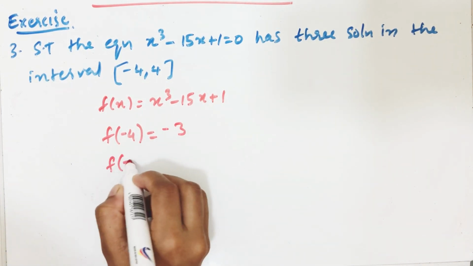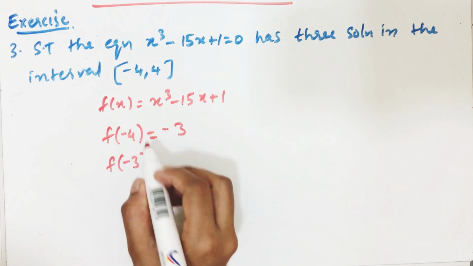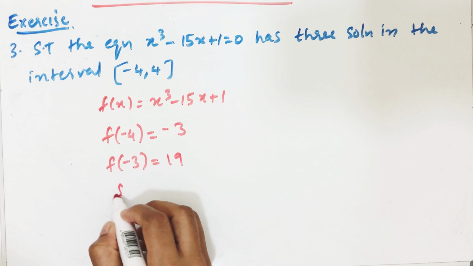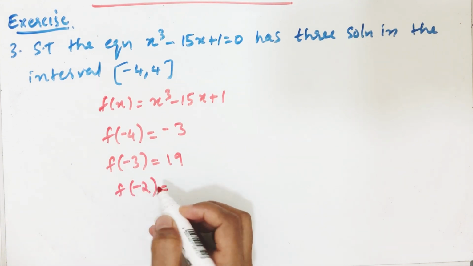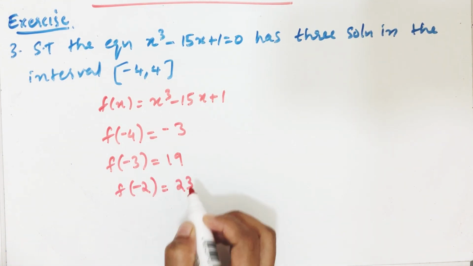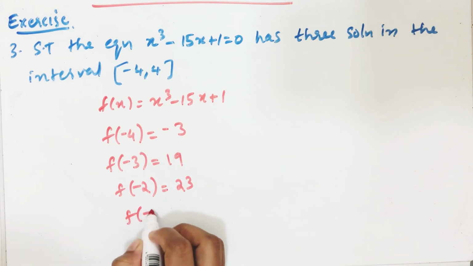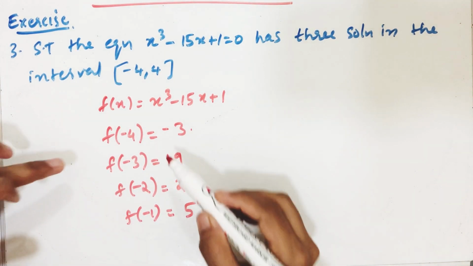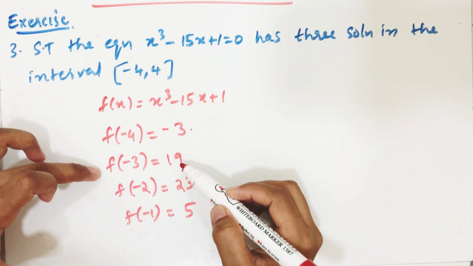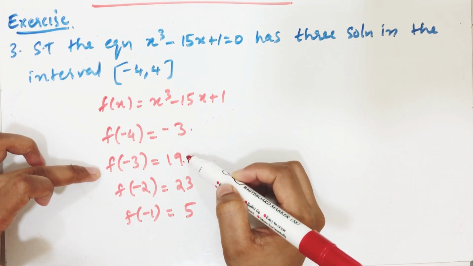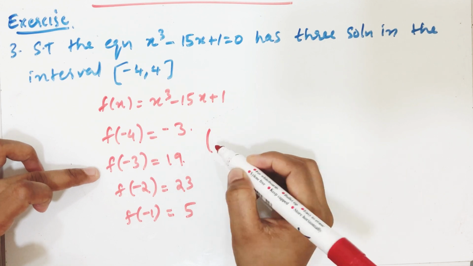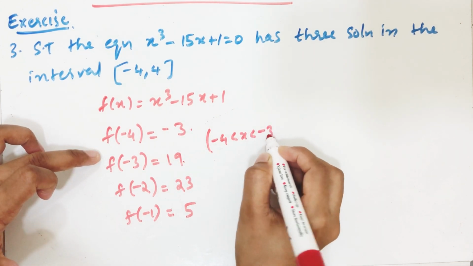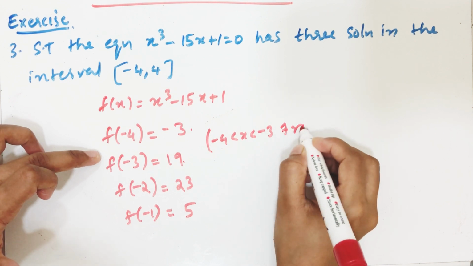Now f(-3) will be 19. Now f(-2) equal to 23. F(-1) equal to 5. Here in the interval minus 4 and minus 3 there is a change of sign. So we can say there exists a root in between this interval. For minus 4 less than x less than minus 3 there exists a root.